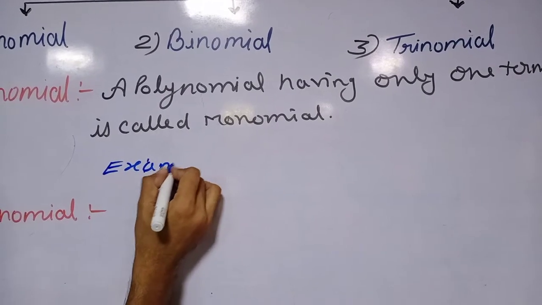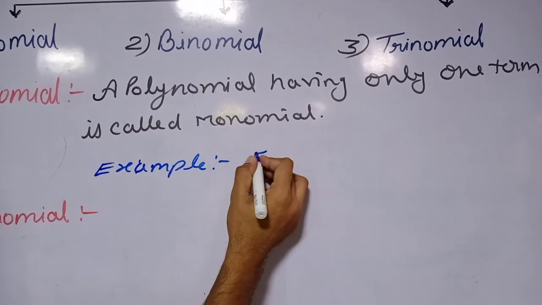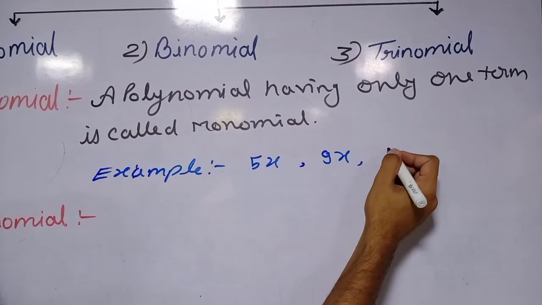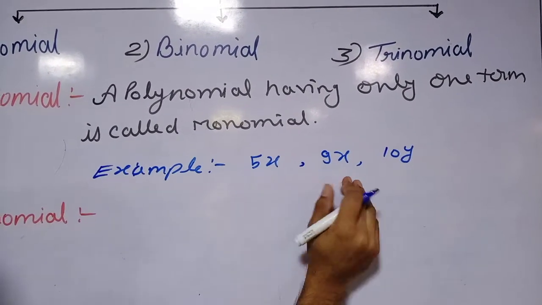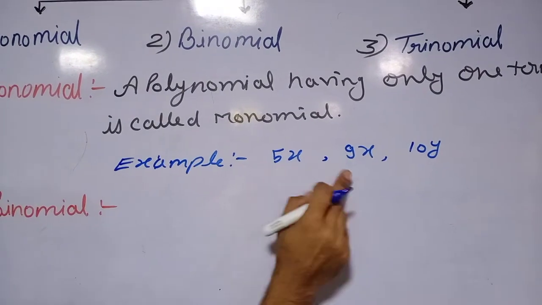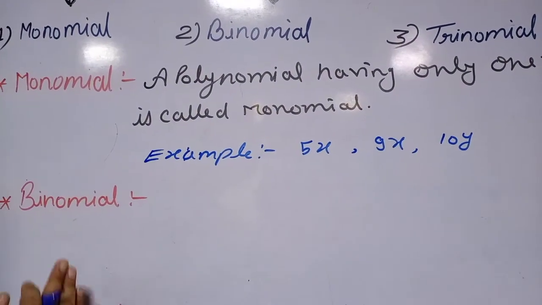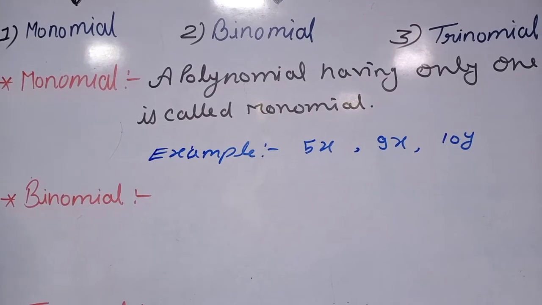example 5x, 9x, 10y, these kinds of terms. Here in each and every one we have only one term, that is the monomial. Now come to the second one, binomial.